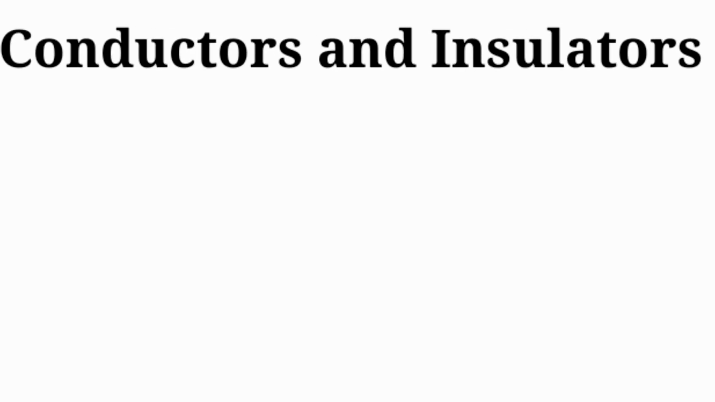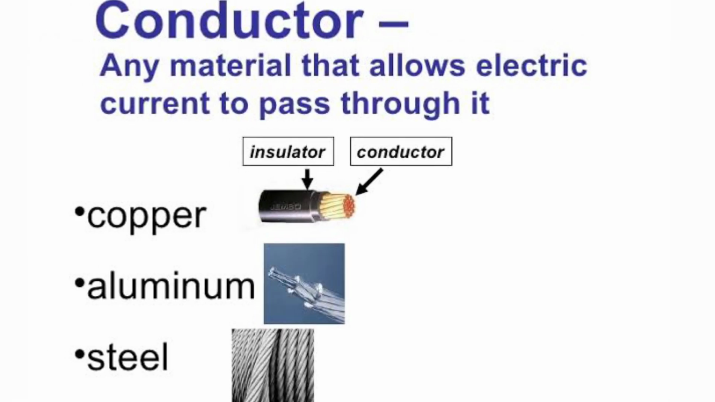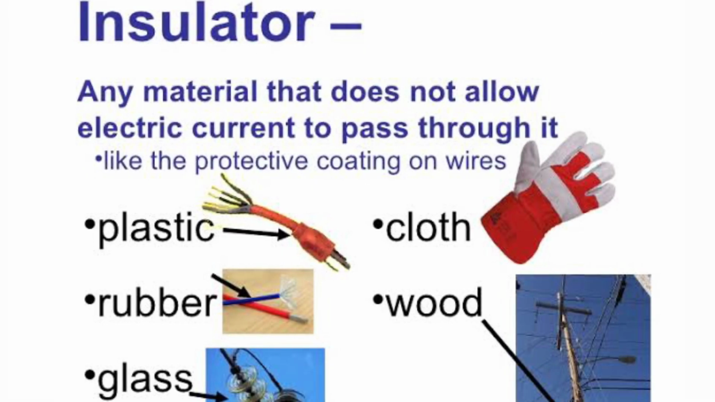Now the next topic is conductors and insulators. The materials which allow heat to pass through them are called conductors of heat, like iron, copper, aluminium, etc. All metals are good conductors of heat. And the materials which do not allow heat to pass through them are called insulators or bad conductors. For example, cloth, rubber, plastics, etc.